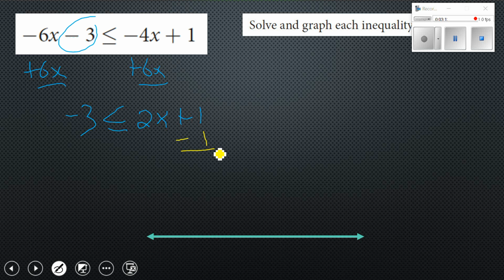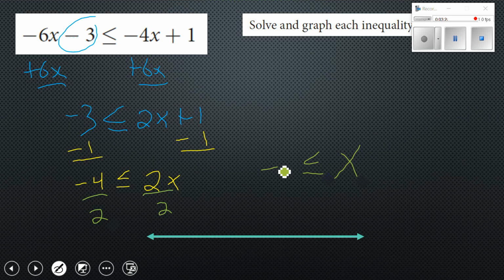And then here we're going to subtract 1 from both sides. And I'm going to rewrite carefully. So I have 2x is greater than or equal to negative 4. And my last step here is to divide by 2. And then rewrite my solution as x is greater than or equal to negative 2.